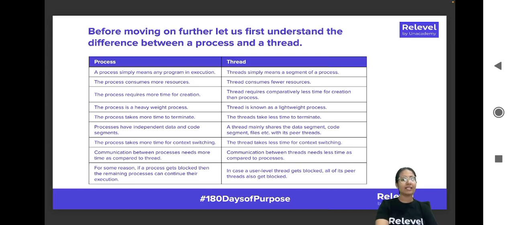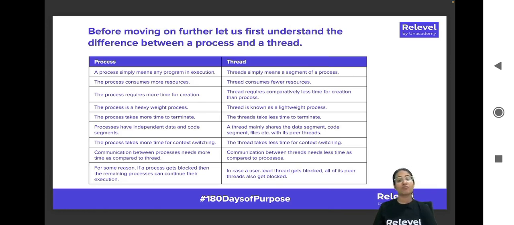Next, a process consumes more resources, whereas a thread consumes fewer resources and comparatively is faster as well. Another point is that creating a process takes more time, but creating a thread is comparatively faster and takes less time. A process is a heavyweight task, okay, whereas a thread is a lightweight process, because a thread is basically taking a process, dividing its task into lightweight processes and then executing it.